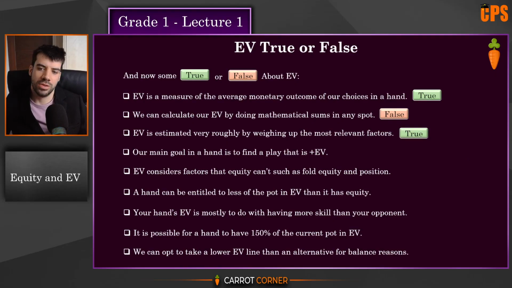This is absolutely right. Later today we're going to talk about how to determine which factors are relevant enough to be worthy of your time and consideration, and which factors you should reject due to their insignificance on the greater game tree. Number 4, our main goal in a hand is to find a play that is plus EV.